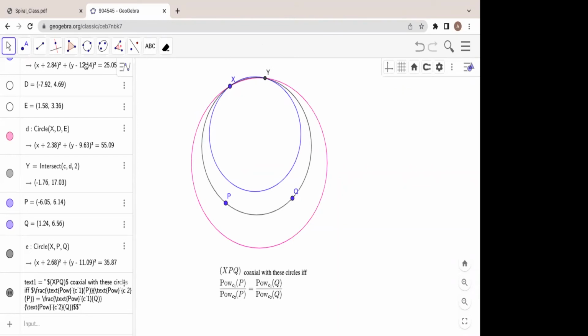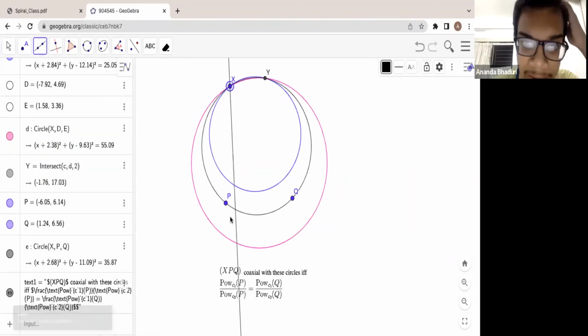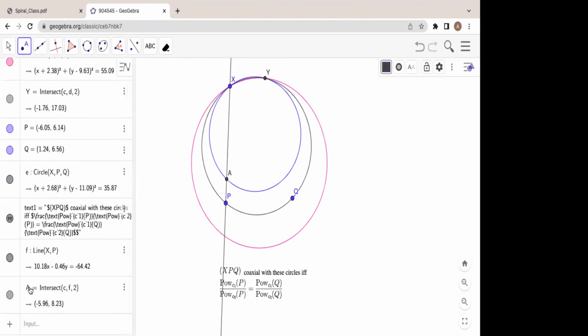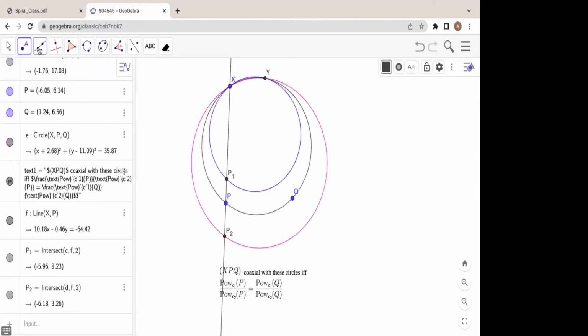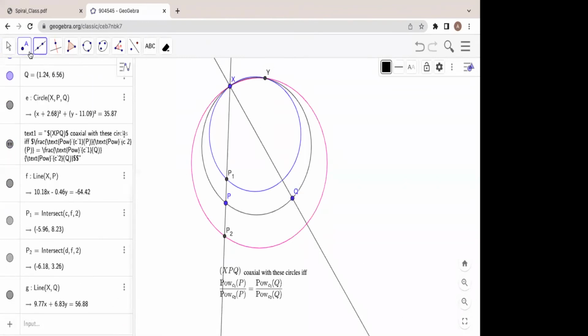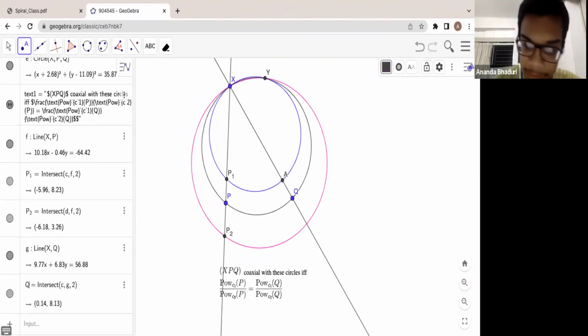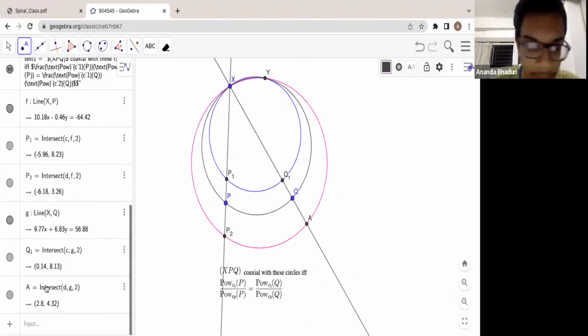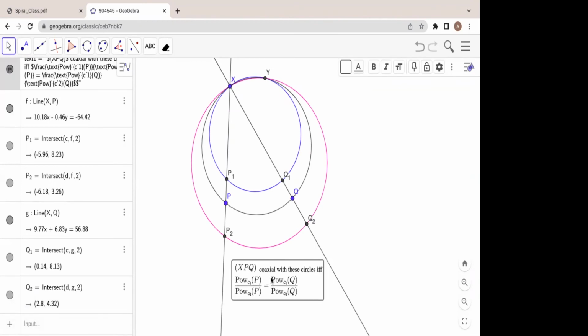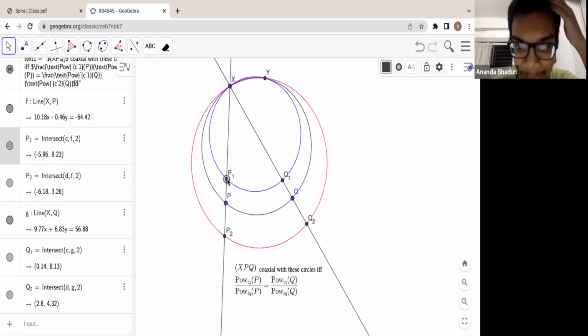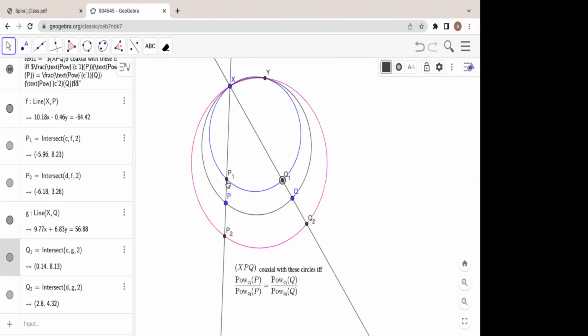We can let line XP intersect C1 at, say, P1, and C2 at P2. And now similarly for XQ we get Q1, Q2. Now we have to prove that there is a spiral similarity centered at Y that maps P1, P2 to Q1, Q2. Okay, that's equivalent to this.